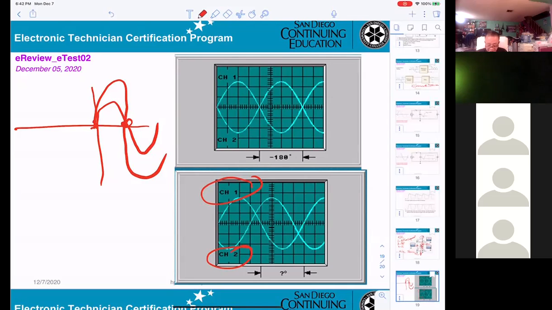So in order to do the calculation, I can show you very quickly. For channel 1, you get a cycle, one cycle here. See that? This is one cycle. And you calculate, try to see vertically, how many divisions? 1, 2, 3, 4, 5, 6, 7, 8, right?